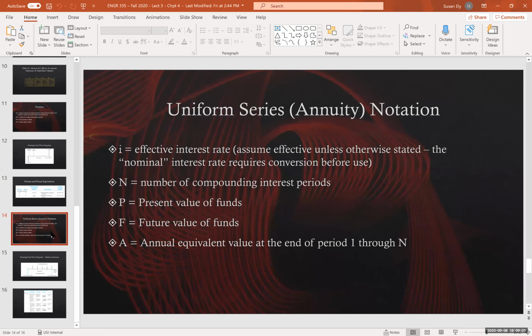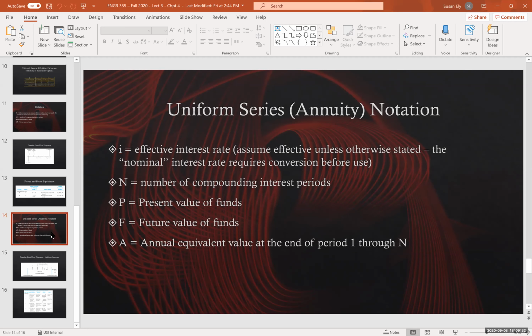Now we're looking at an annuity. And for an annuity, I've only added one letter to our previous listing, and that letter is A. It's the annual equivalent at the end of period 1 through N. Now, the important thing to note here is that the annual equivalent is at the end of period 1. It's always at the end of period 1.